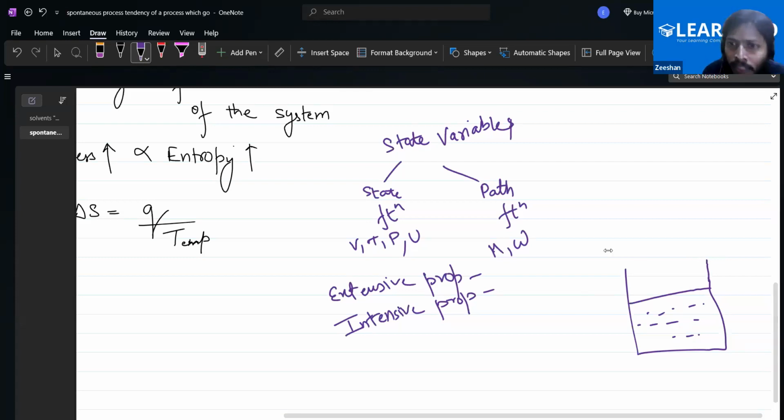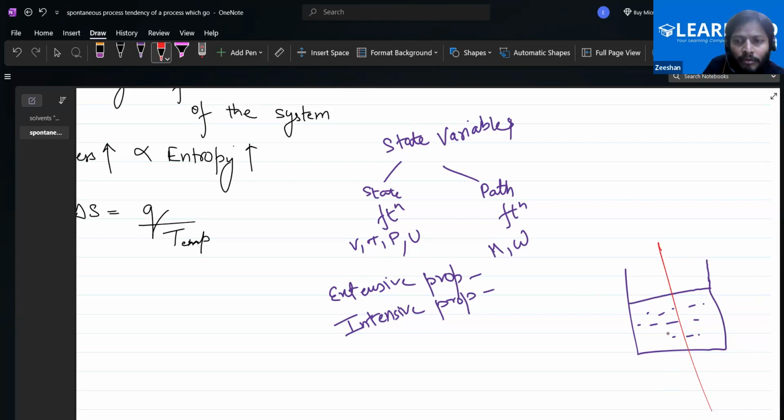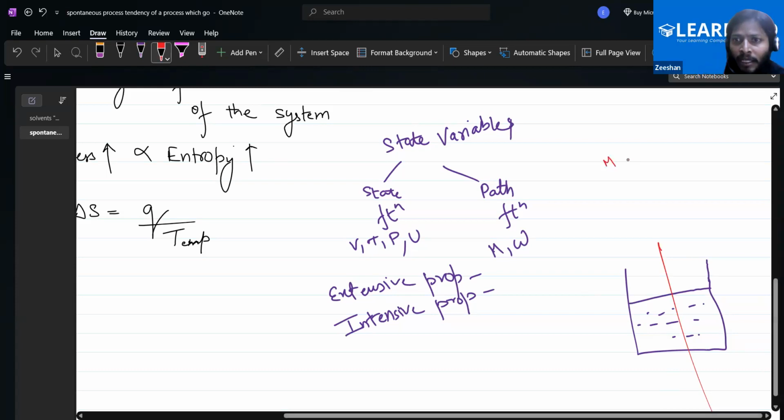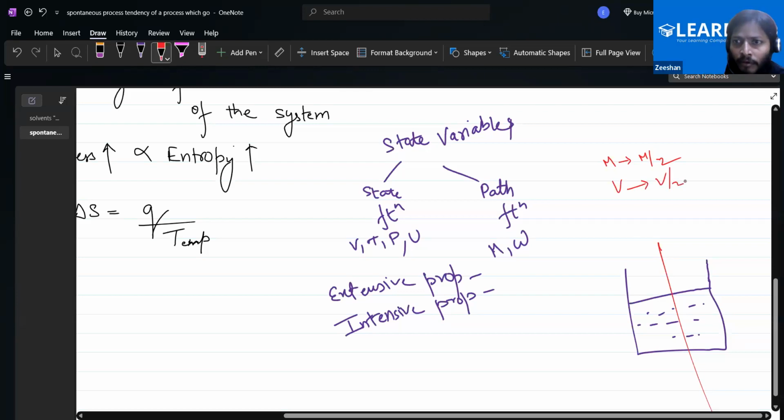So just for example, if you get confused, just cut this container into half. Have you sliced this container into half? Yes, sir. Good. So does mass become half? Yes, sir. Good. Does volume become half? Yes, sir.